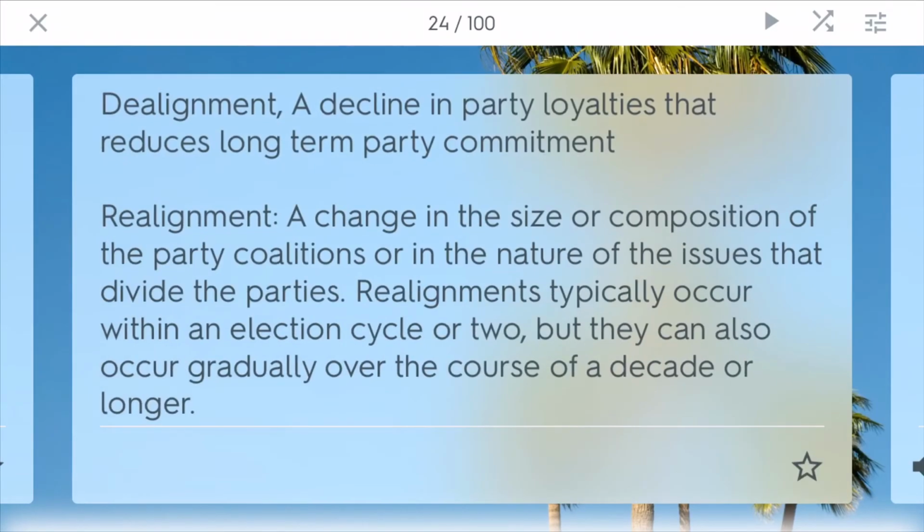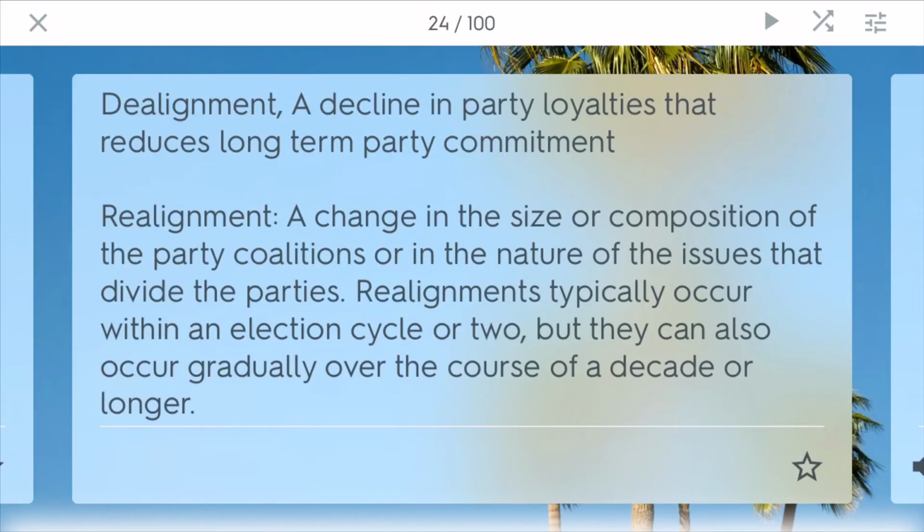Dealignment versus realignment. This is a political process. So in dealignment, this is a decline in party loyalties that reduces long-term party commitment. Many times, if a political party starts doing things wrong or is at the center of a scandal, we see dealignment as people start to move away from political groups.